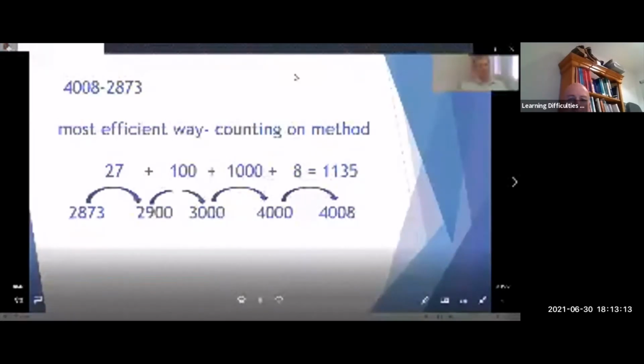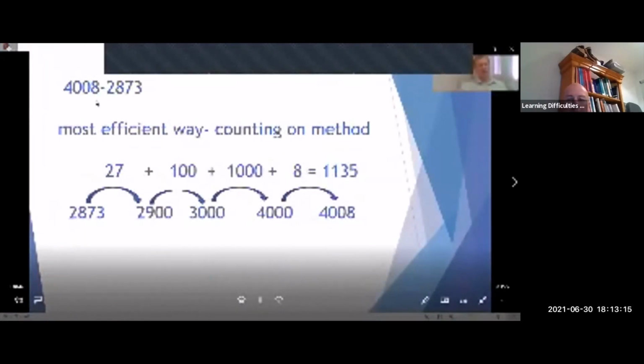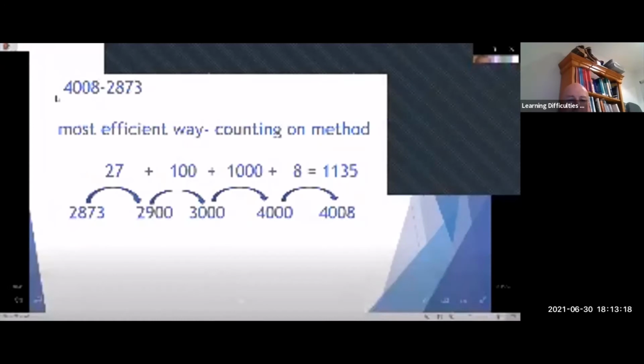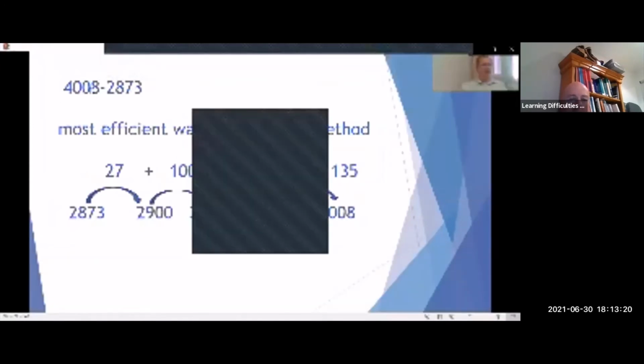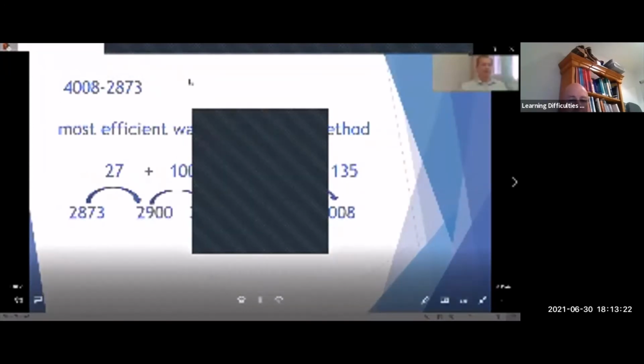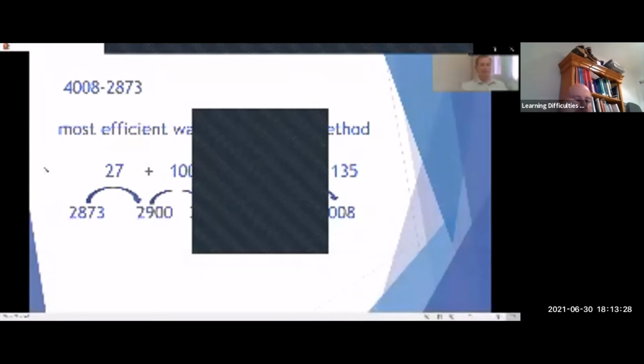Next, we have a subtraction problem, and students find this often quite difficult because of the zeros they have to borrow, and that causes a whole host of problems. The easiest way is using the counting on method. So initially this is taught using a number line.